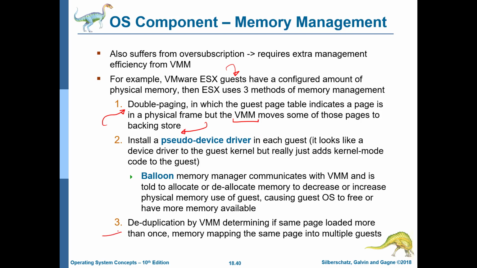Then, of course, there is another trick that you can do. At the VMM level, if it sees that multiple guest OSs are loading the same data, the same page, more than once, it can memory map them all to the same page and essentially save on physical memory.